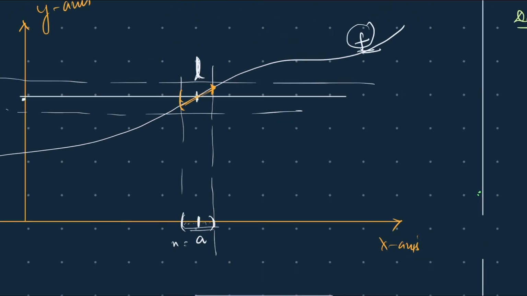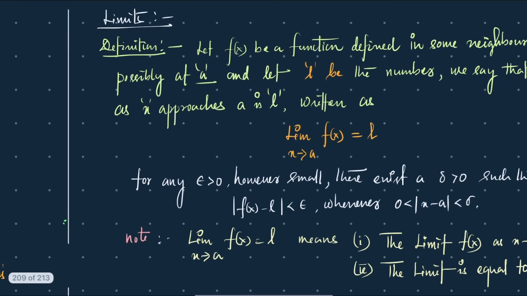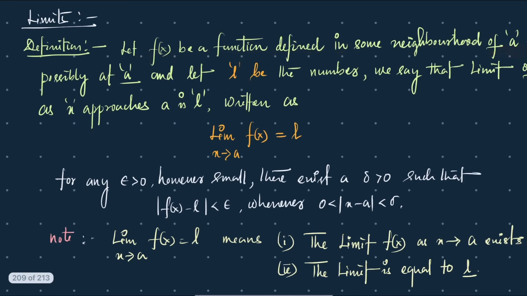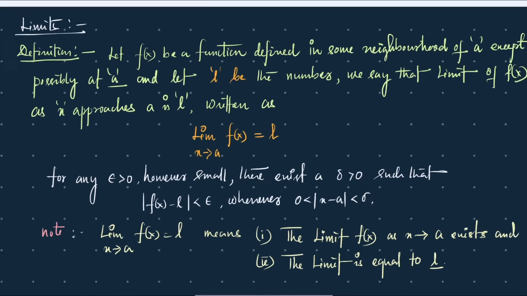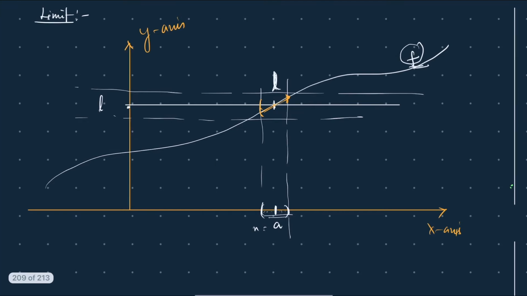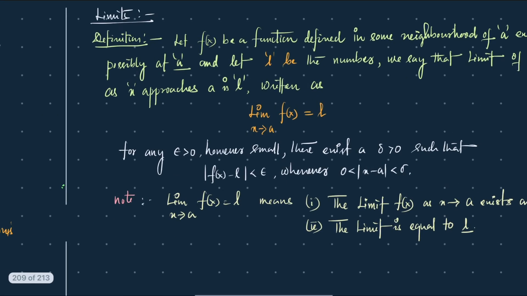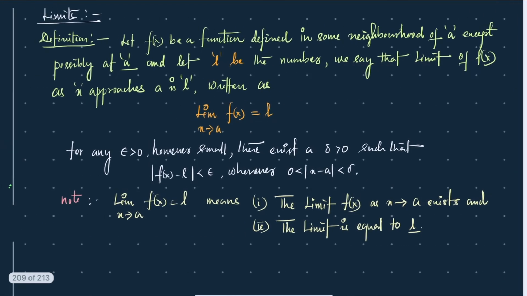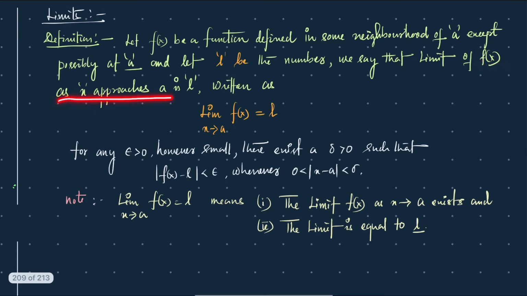You can see the definition here. Let f of x be a function defined in the neighborhood of A, possibly not defined at A itself. The function is defined in the neighborhood of A. Let L be a number. Here you can see L is a number. We say that the limit of f of x as x approaches A is L.